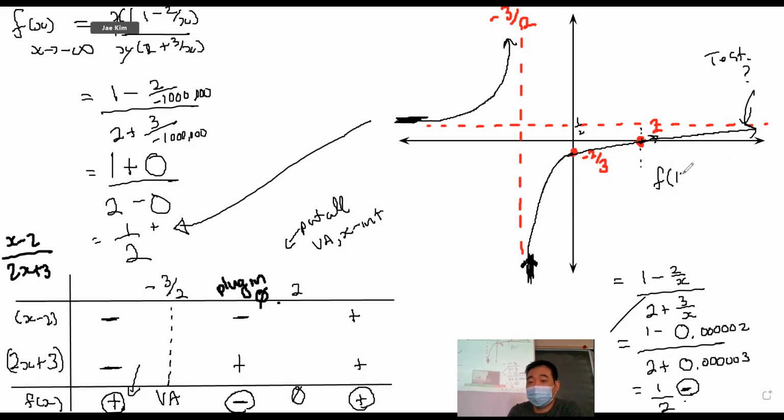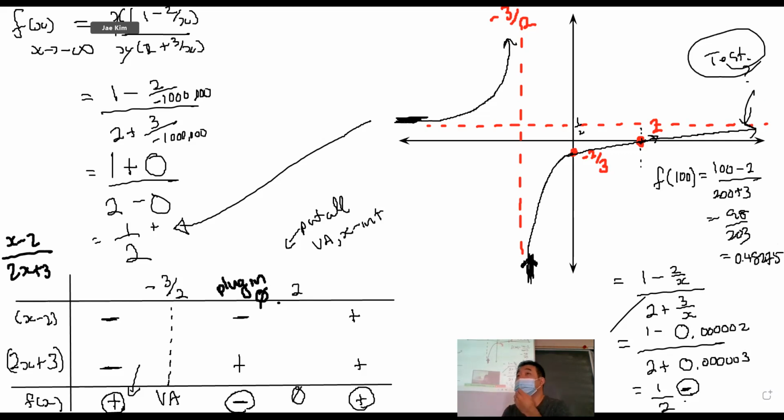Test it to make sure that you're getting it right. What is f of 100? Well, that will be 100 minus 2 over 2 times 100 plus 3. That's 98 over 203. Tell me what that is. 0.48275, underneath half. So I know it's supposed to be underneath. So if this is confusing you, once you get to this point, you can always try to test a number that works.